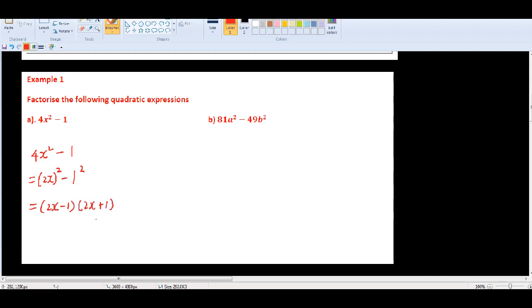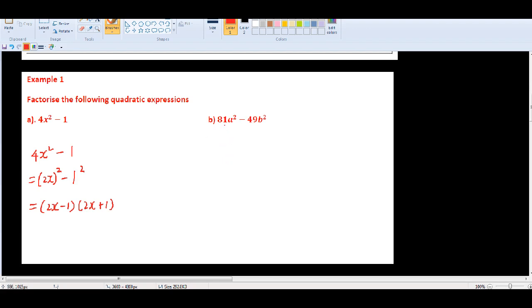For the second question, I might give you some time to think about this. First question: is 81 a square number? If it is, the square of what number equals 81? The same question for 49. Is 49 a square number? If it is, the square of which number will give you 49? Try to think about that.